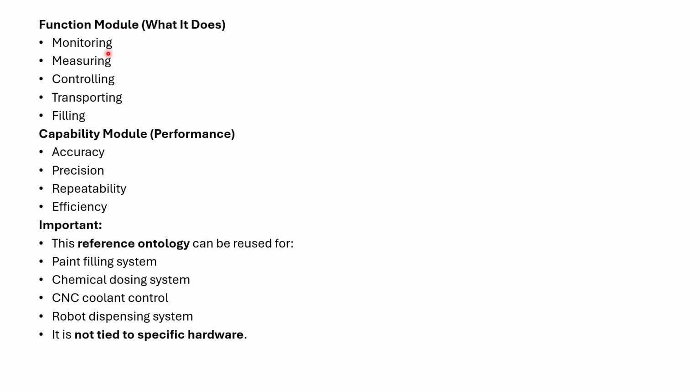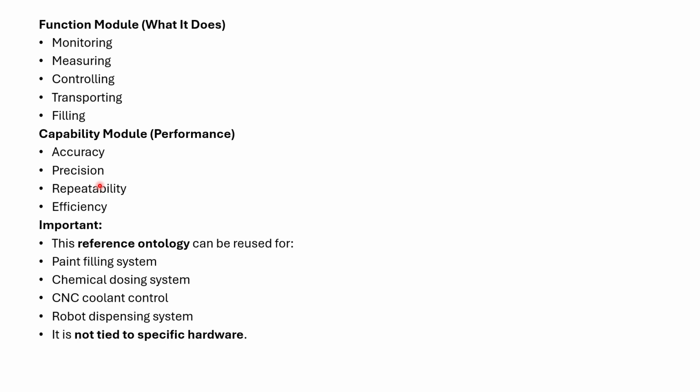So in the reference ontology, the functional model says what it does, and the capability model shows the behavior as well as the performance of the system, right? The functional model covers monitoring the system or measuring some parameters, controlling the system, or transporting material from one location to another, like bottle filling. We're going to fill some chemicals or water, so we use a functional model. When coming to the capability model, it shows the performance, accuracy, or behavior. So accuracy, precision, repeatability, efficiency, all these parameters come into the capability model.